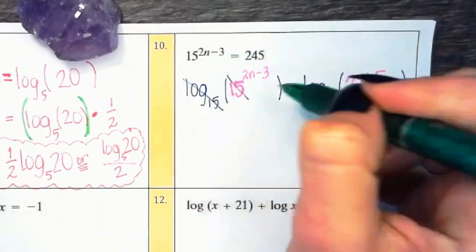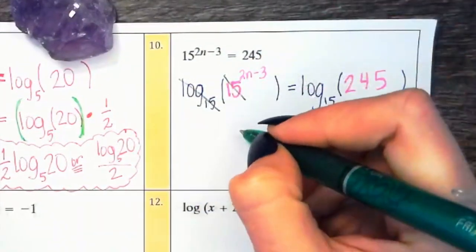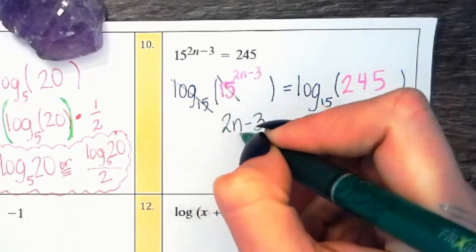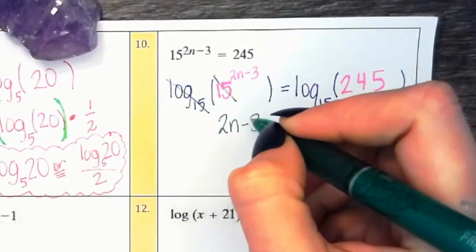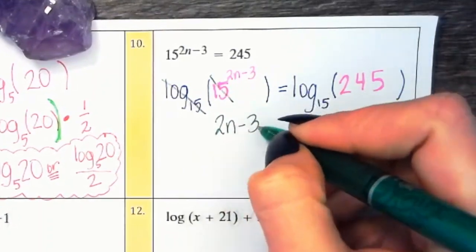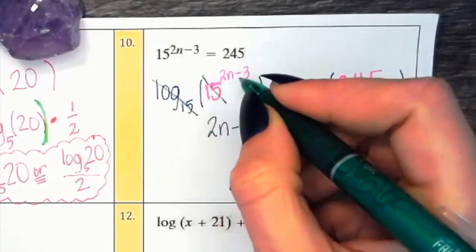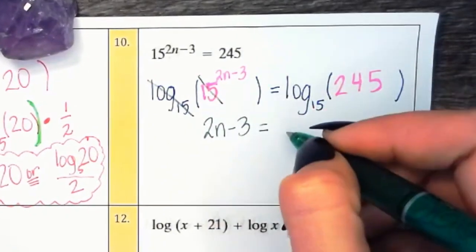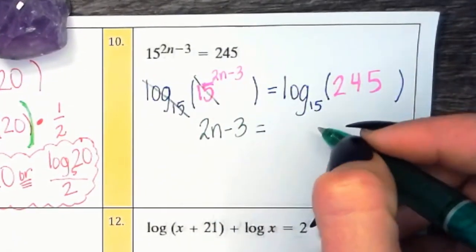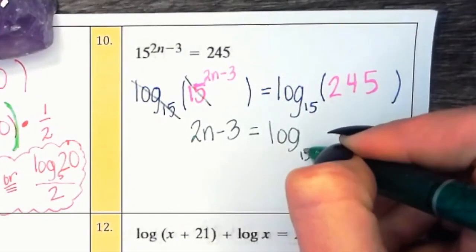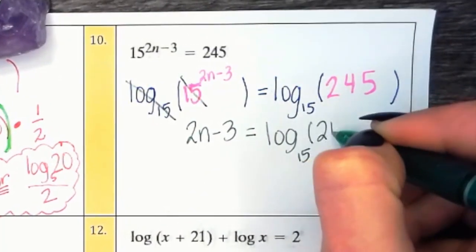Log base 15 and 15, gone, left with just the 2n minus 3. The power property allowed it to become a coefficient. It's normal size, it's no longer a teeny little exponent. It's like when Pinocchio becomes a real boy. So the exponent becomes a real number. Not that it's not real, you know what I mean, real size. Log base 15 of 245.